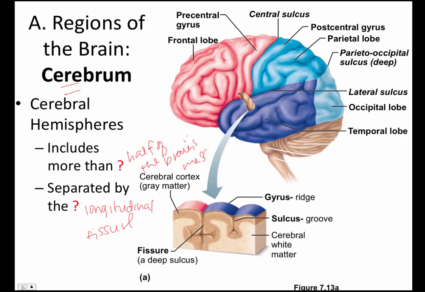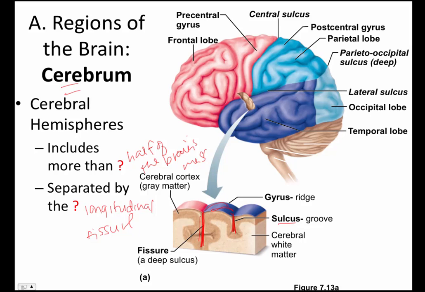If you look at the surface anatomy of the entire cerebrum, we can see that we have ridges and grooves. So we have the gyrus, which is a ridge, and invaginations into that we have our grooves. These are called sulcus, or sulci for plural. Fissures, these are deep sulci. So a fissure is a deep sulcus.